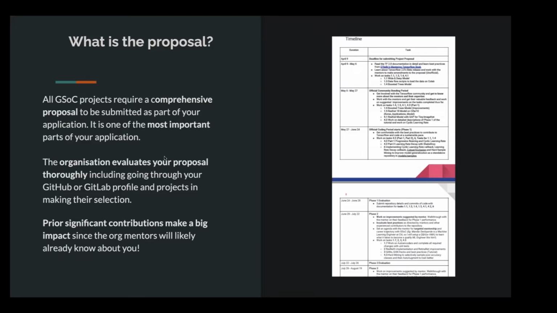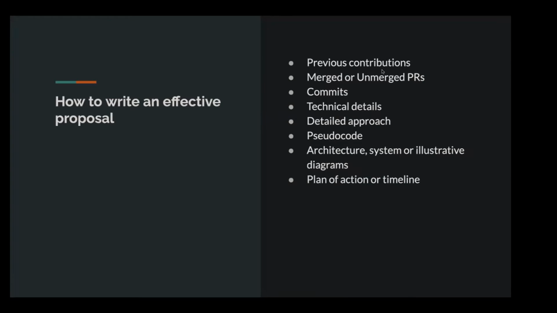So you have to write everything: what the deadlines are, how you are going to achieve it, what features you are going to add, and what contributions you have done. You have to mention everything. You can make a proper 6-7 page doc. I have my proposal. If you guys want, I can share it with you. Write your previous contributions, your commits, what architecture you are going to use, how you are going to do it, and all the timelines, right?